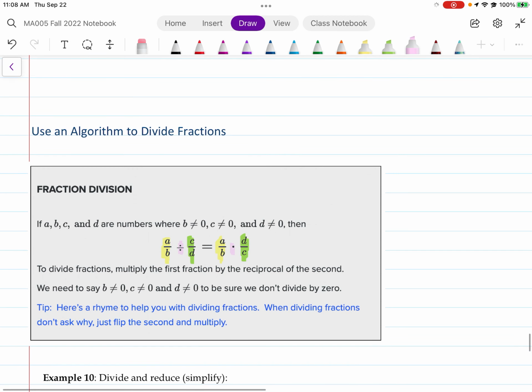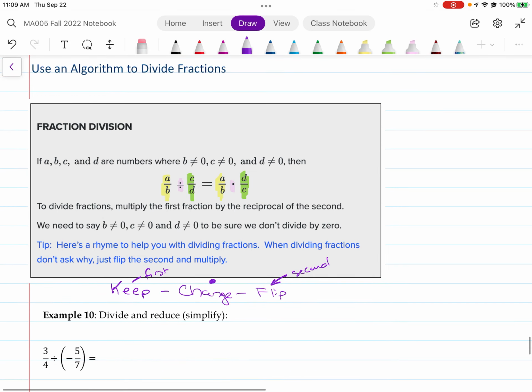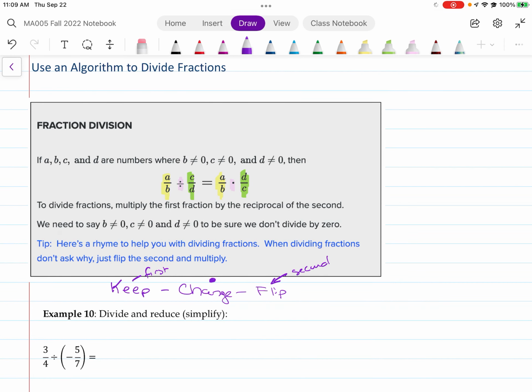So there's a couple different ways to memorize this. Little rhyme right here: when dividing fractions, don't ask why, just flip the second and multiply. Another one that I have heard is keep, change, flip. Okay, keep the first, change to multiplication, and flip the second. So you've always got to reduce after you do the multiplication.